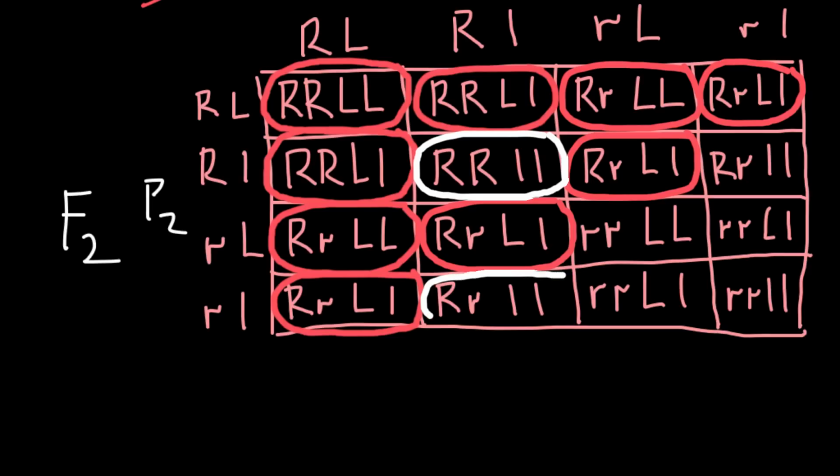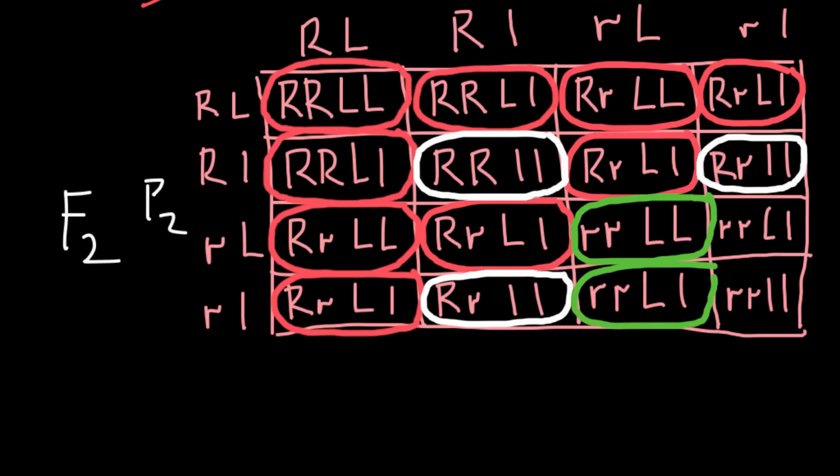The same phenotype here, and one more here. And the third variant would be ringed seeds and large starch grains, and here are 3 variants. And the last one would be ringed seed coat and small starch grains.